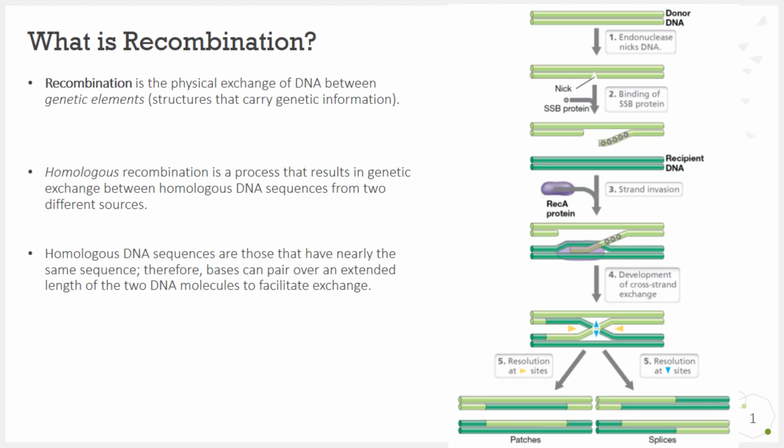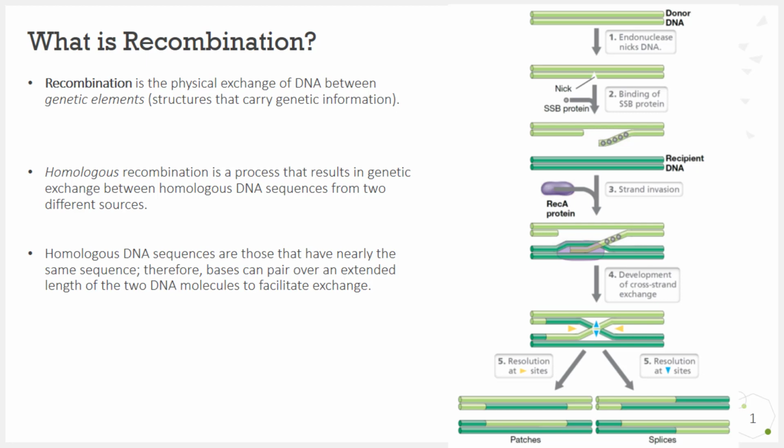Now, recombination is actually the physical exchange of DNA between genetic elements. Structures that can carry genetic information are called genetic elements. A gene, for instance, is a genetic element. One of the ways by which this happens is a process known as homologous recombination. This is a process that results in genetic exchange between homologous DNA sequences from two different sources.